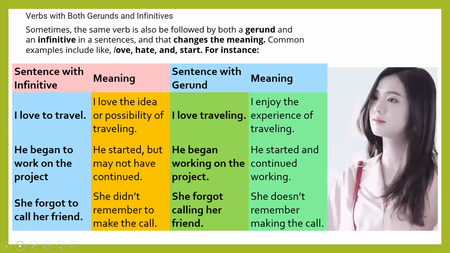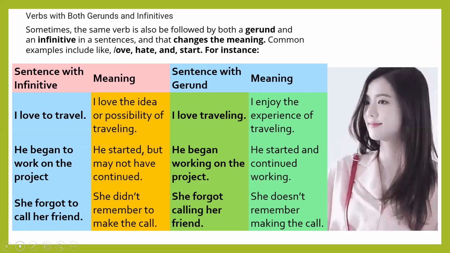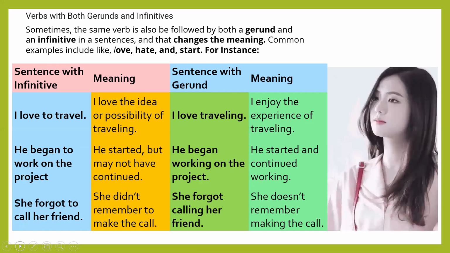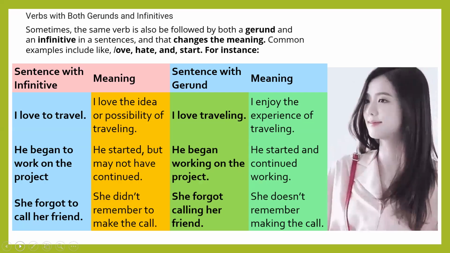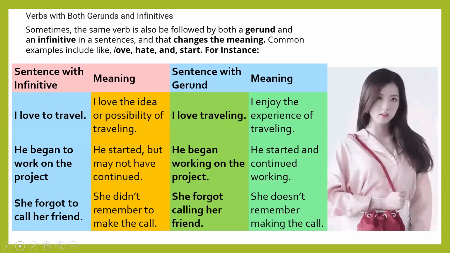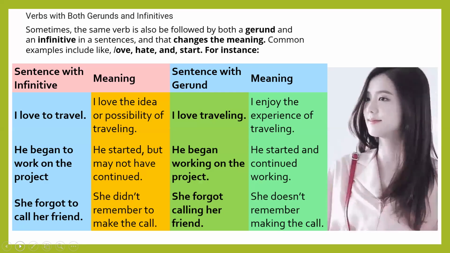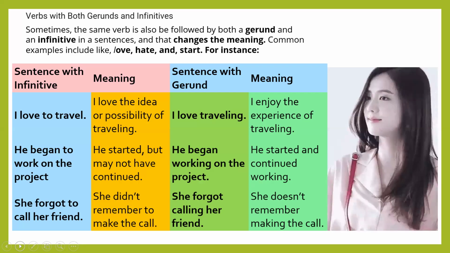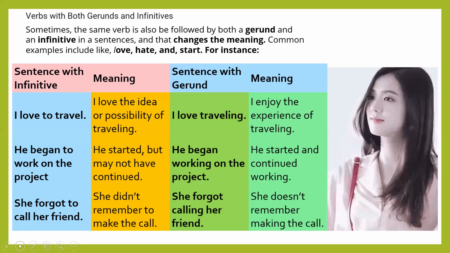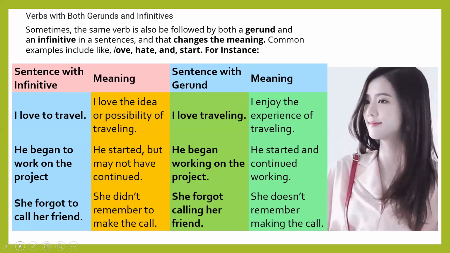The meaning is totally changed. I love to travel: I love the idea of traveling. I love traveling: I enjoy the experience of traveling. Now with begin: he began to work on the project. He started but may not have continued. If we use the gerund, he began working on the project, he started and continued working. A gerund shows continuity. The sentence meaning is changed.